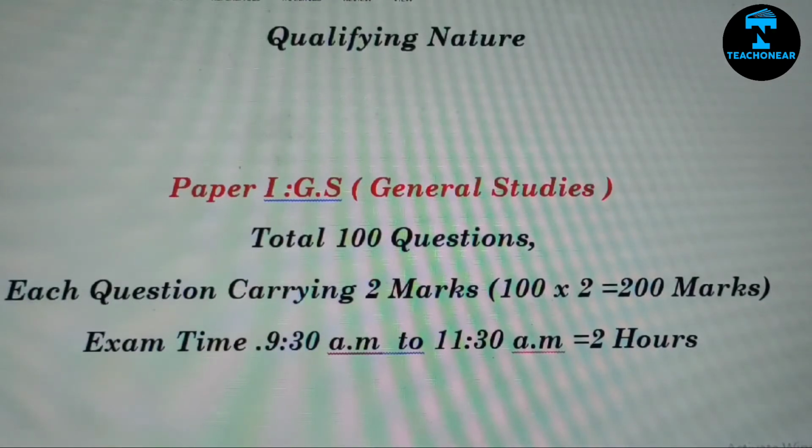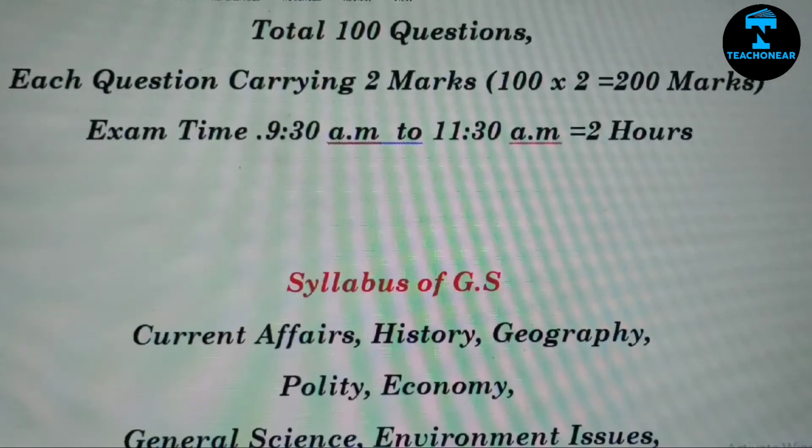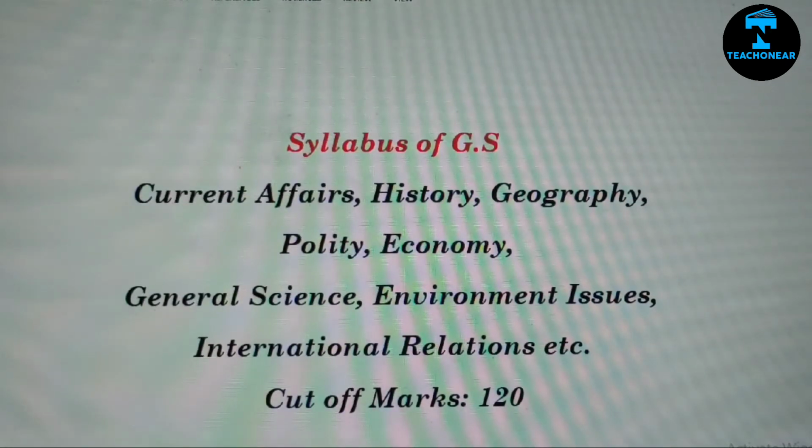Now come to paper 1, that is GS, General Studies. Total 100 questions. Each question carrying 2 marks, meaning 100 into 2, 200 marks. So paper 1 consists of 200 marks, and 100 questions will be asked from here. And the time for exam is 9:30 AM to 11:30 AM, that is 2 hours. 2 hours time limit.